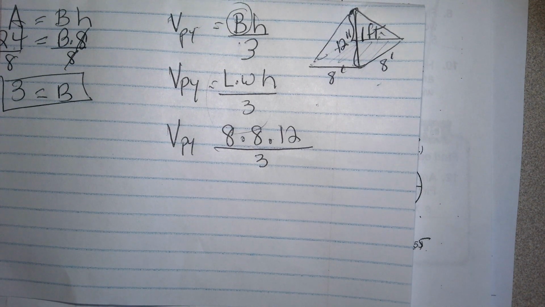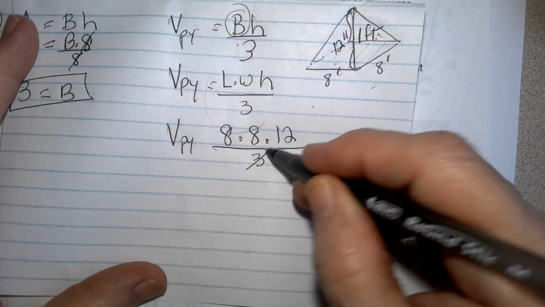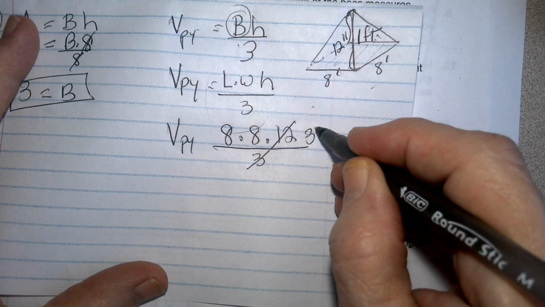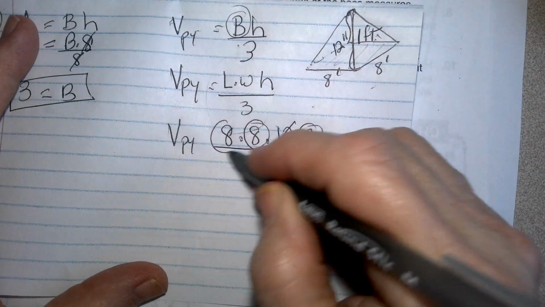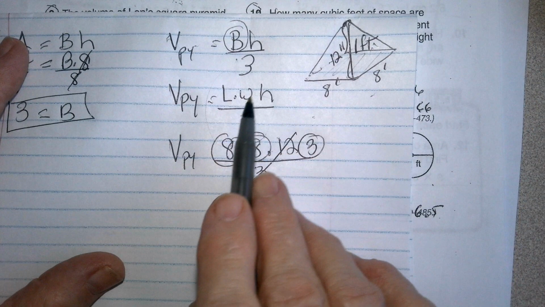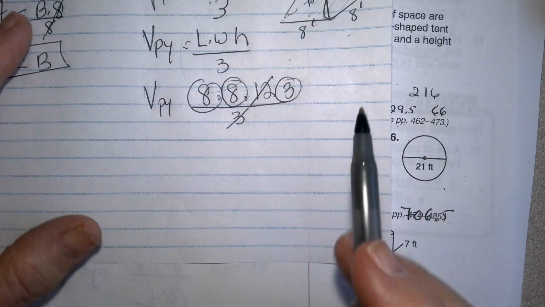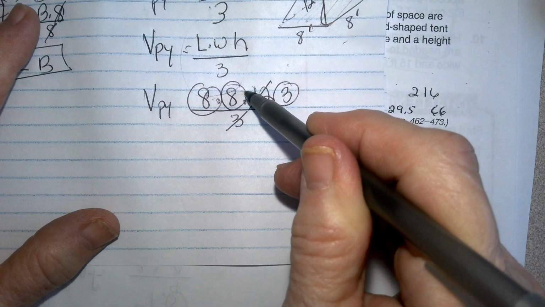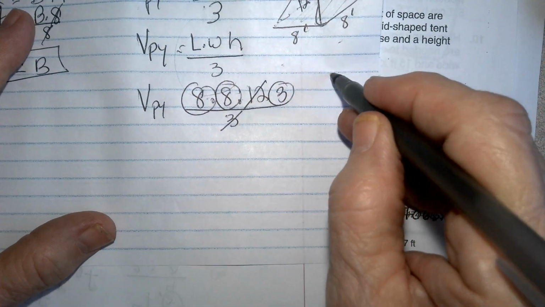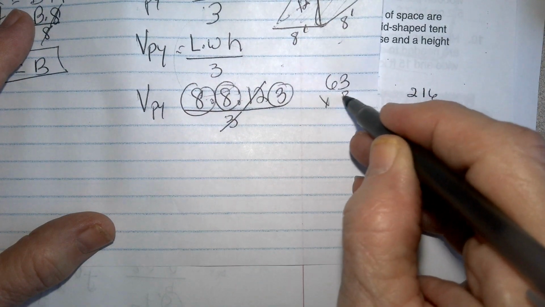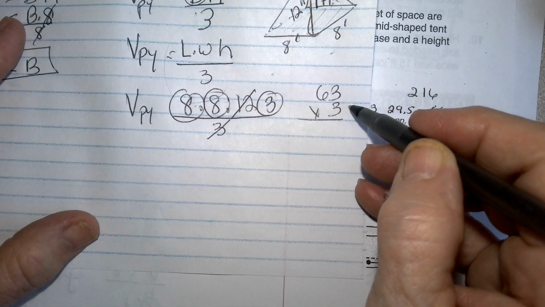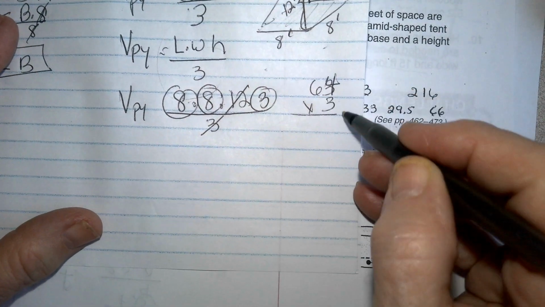Does that 3 go into one of the numbers? 12. The 3 goes into the 12. So these are the type of problems that you just can't be calculating all these numbers. You need to get your organized formula, break down what the shape of the base is, and then we'll go ahead and solve it. So it's 8 times 8 is 64, and then 64 times 3.